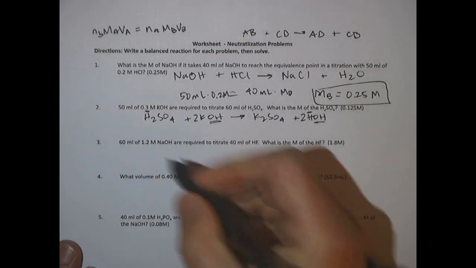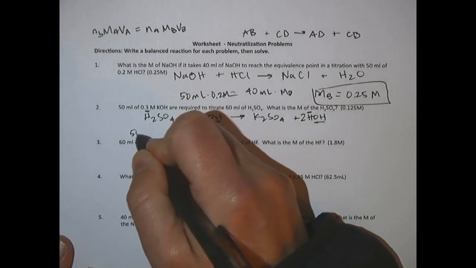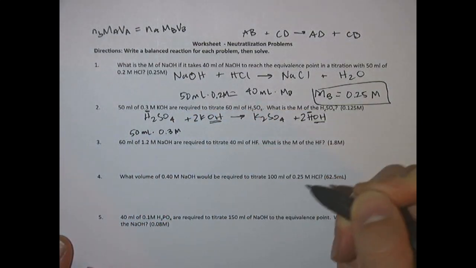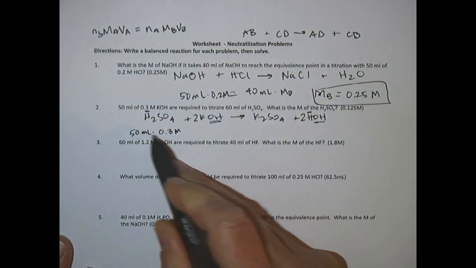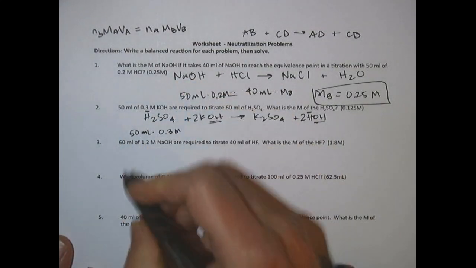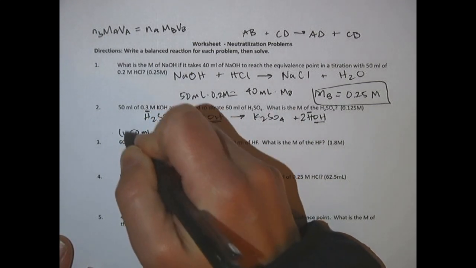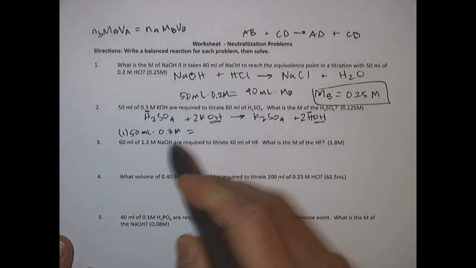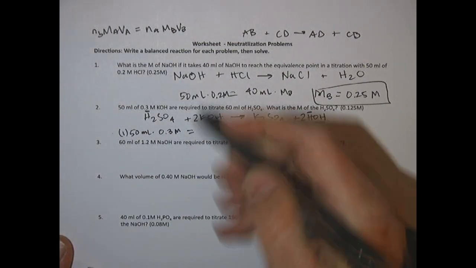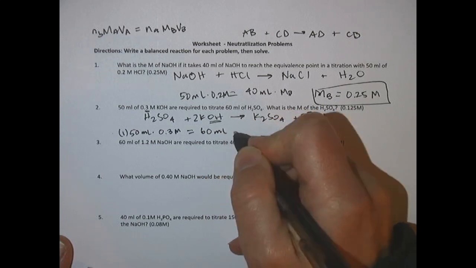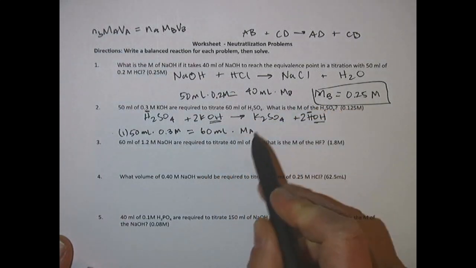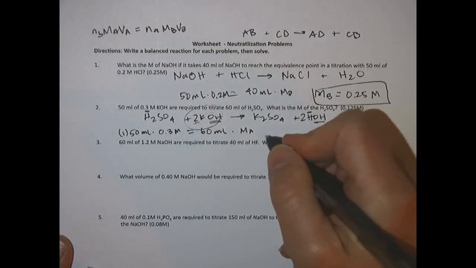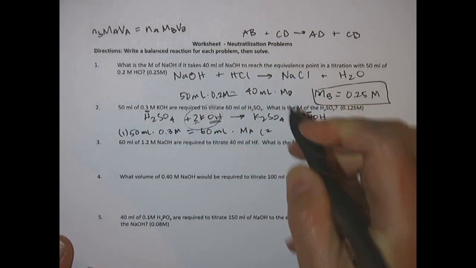Anyway, 50 milliliters of 0.3 molar KOH, that's the base. So then on this side would go the number of moles of acid, which is a 1 from the balanced reaction. So NA is a 1. And then on the other side, for the acid, we have 60 milliliters of H2SO4. I'm looking for the molarity of the acid, and the number of moles from the balanced reaction, the 2 right there, would be the number of moles of base.